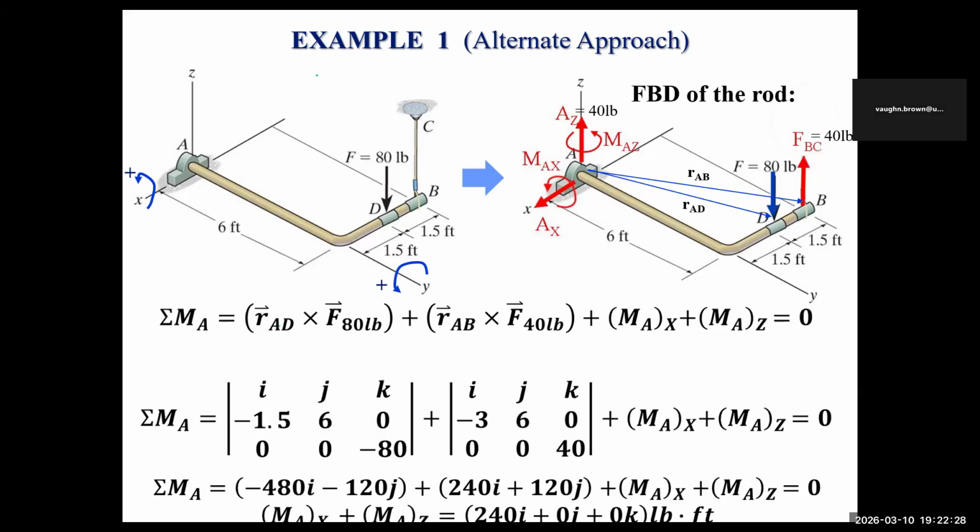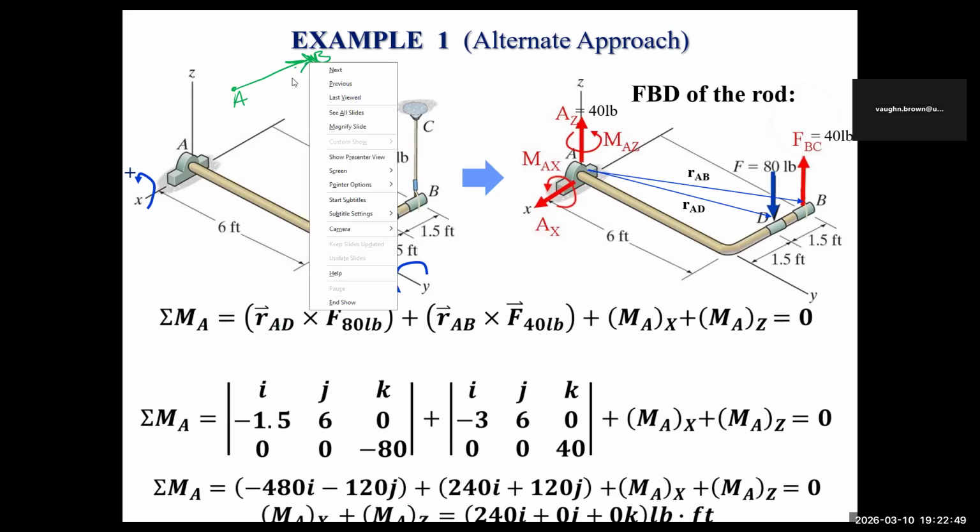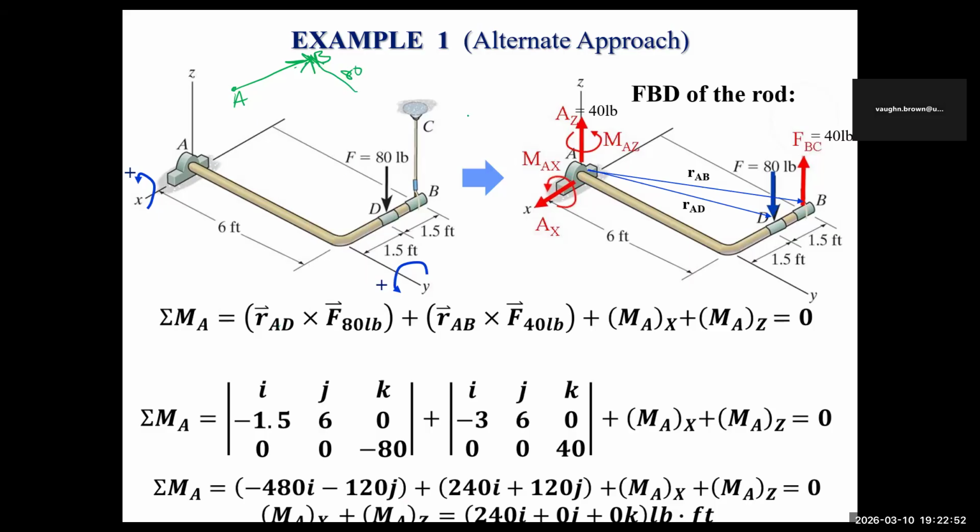Remember, I told you that when you have a point and you have a force, you need a position vector that touches the force. If you have a point A here and you want the moment about some force, if it's the 80 force, it must have something touching it. It touches D for the 80, and for the BC force, it touches at B. So you need your position vector, which is AD in that case.